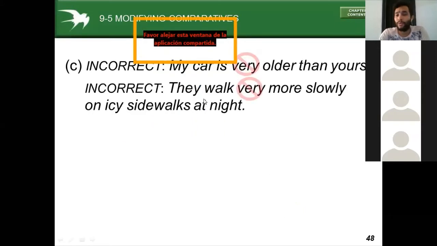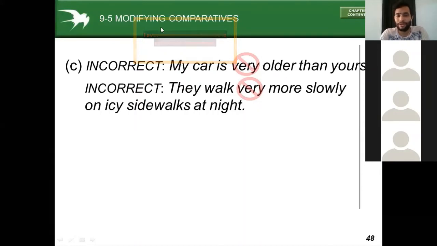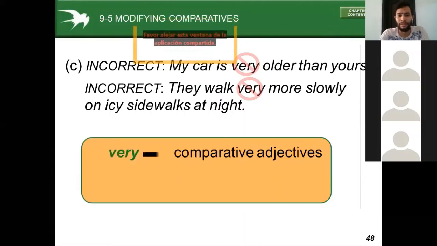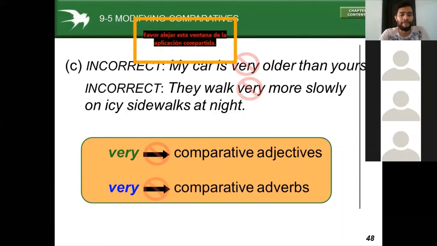Now, this is what I want to tell you. Please do not make this mistake. For example, my car is very older than yours. This combination, very and older, the comparative, we don't use it to modify the comparative. It is actually incorrect. You cannot use very with comparatives, and that includes comparatives with adverbs. So remember, we only use very for normal sentences, no more.